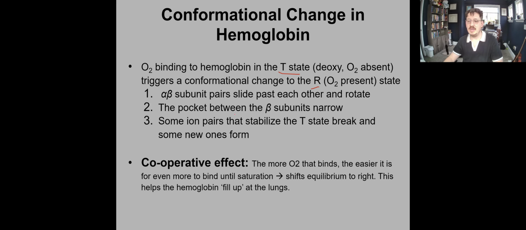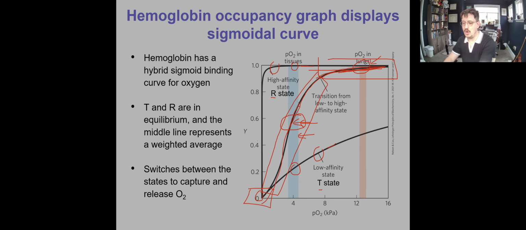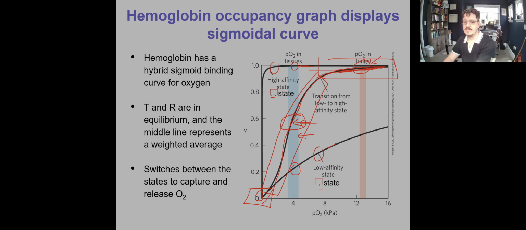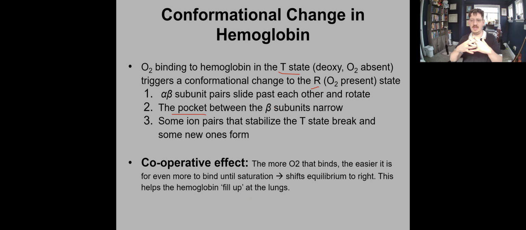The pocket in the middle, I sometimes refer to as the donut hole, which is here. That is going to narrow in the T state. So the donut hole narrows, and the stabilizing ionic bonds are going to break, and new ones will form instead as it transitions between. So the weak intermolecular forces are going to change as it transitions between the different states in order to stabilize a different state.